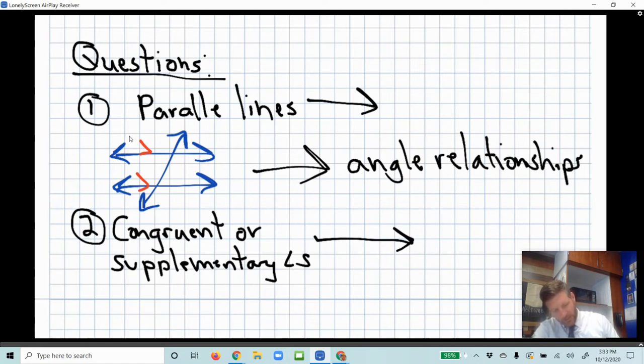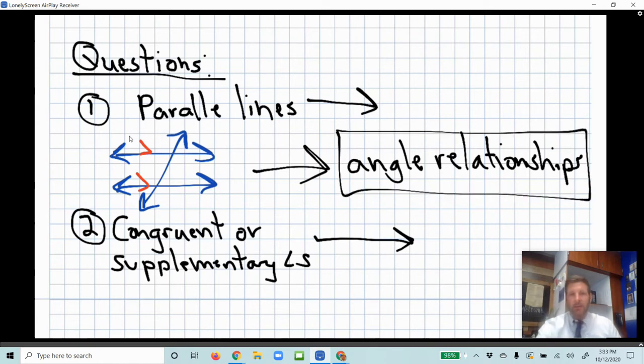And so that's what we're looking at here, is that we can infer angle relationships, namely which angles are congruent and which angles are supplementary, if I know ahead of time that the lines are parallel. That's what we did in 3.2. 3.3 is this question number 2.